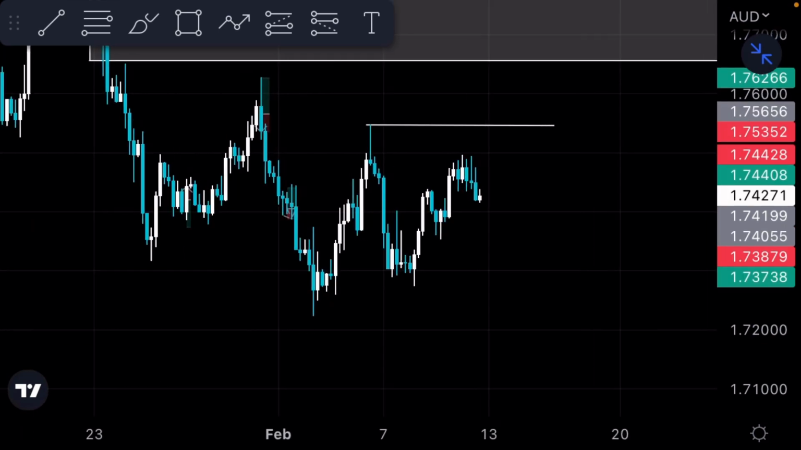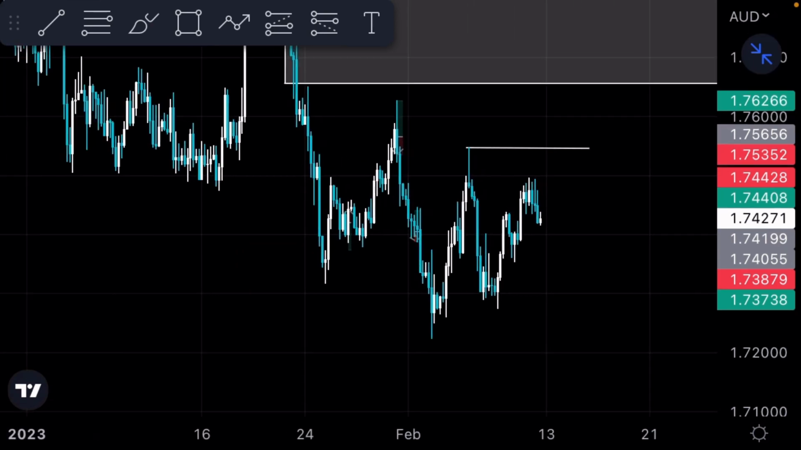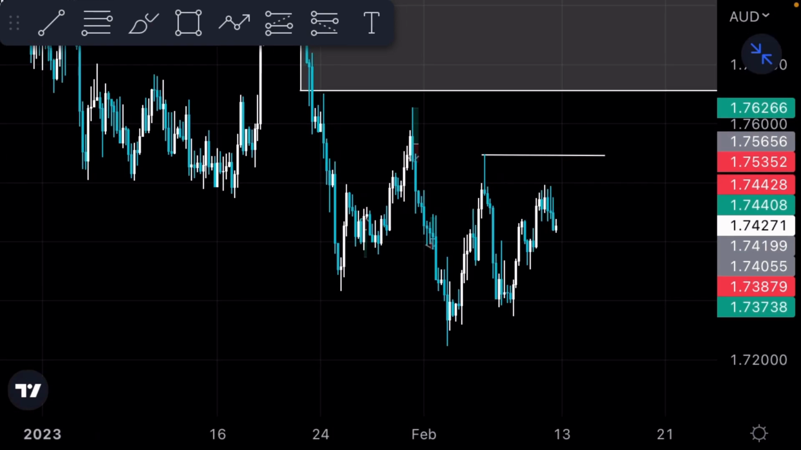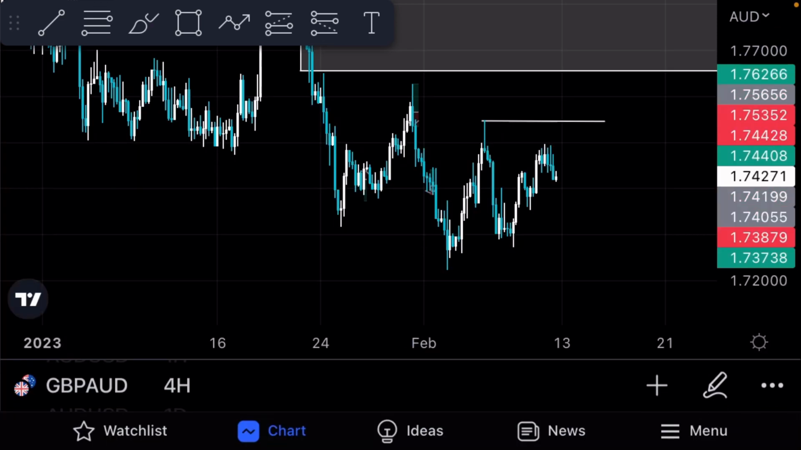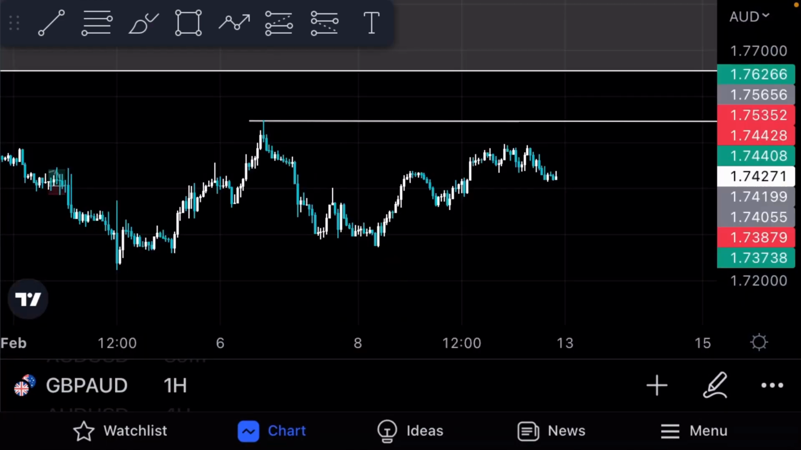Yeah, so basically until we take out this high, we are still bearish for GBP AUD. So going down again to the 1-hour chart.